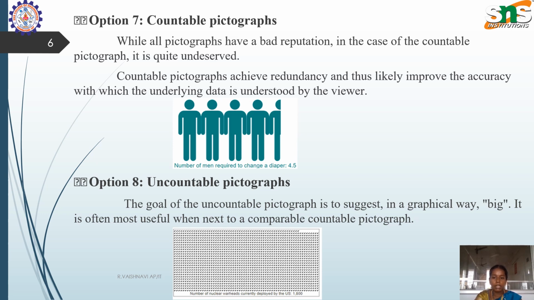Next option is uncountable pictographs. The goal of an uncountable pictograph is to suggest in a graphical way that is one big. It is often most useful when next to the comparable countable pictographs. Here we have the examples.